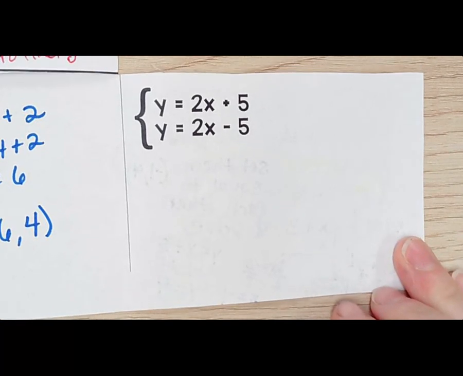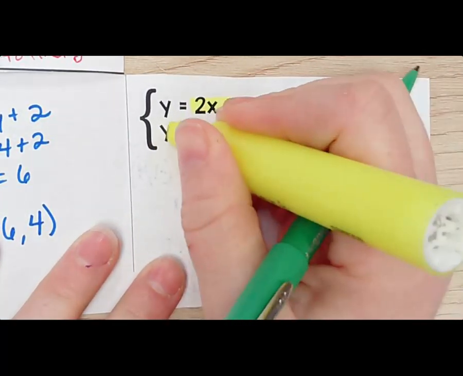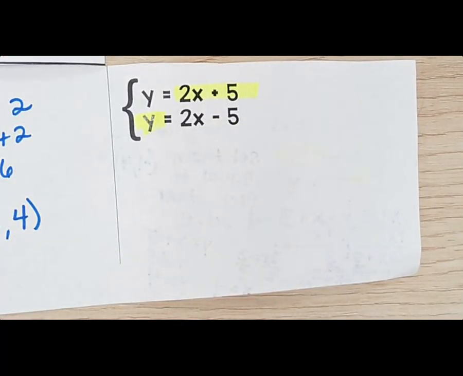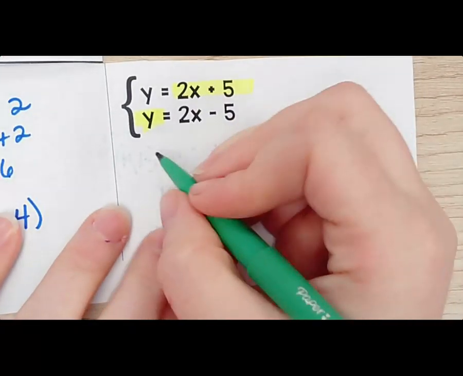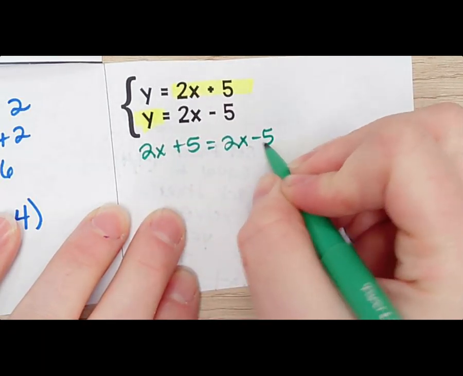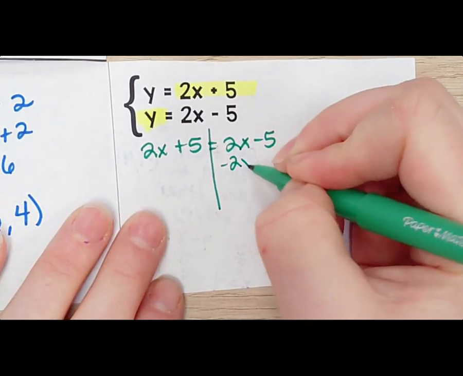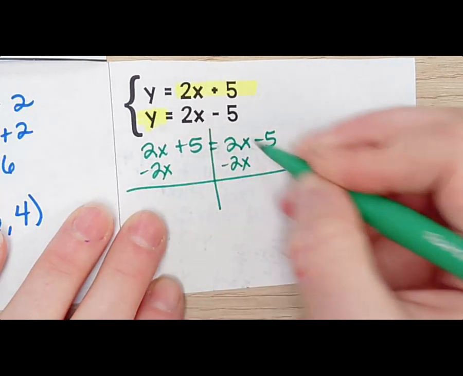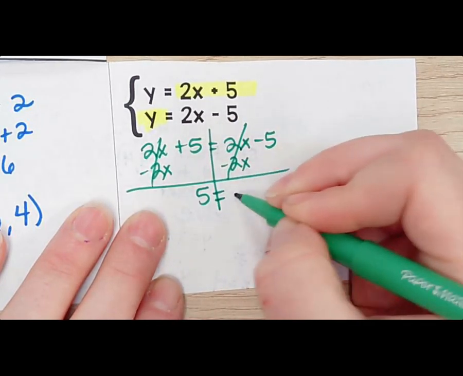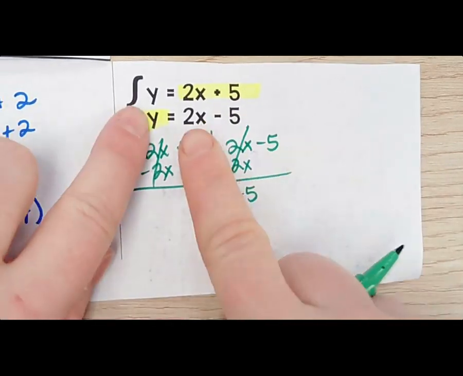All right, the last one. y equals 2x plus 5 and y equals 2x minus 5. So this is going to go here. So we have 2x plus 5 equals 2x minus 5. Can that equal? No. 0x, but then you have 5 equals negative 5. Is that true? No. What does that mean? Parallel. No solution.